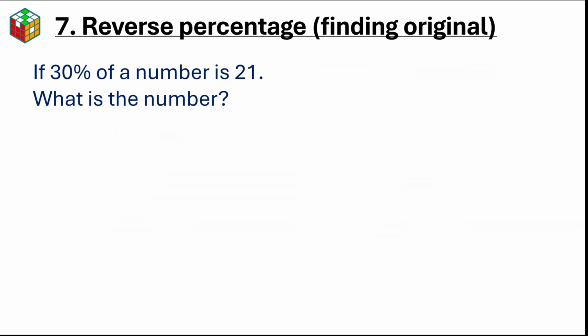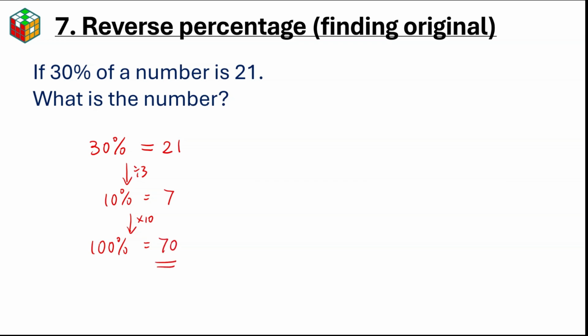This one: if 30% of a number is 21, what is that number? You may do the same. 30% is 21. Well, I need to find out 100%. I can't make 30% into 100 directly, so I will need a middleman here. I need to divide it by 3 in order to get the 10%. 21 divided by 3 is 7. And then in order to make 10% into 100%, I'll times it by 10. 7 times 10 makes 70. That's how I get my answer of 70.